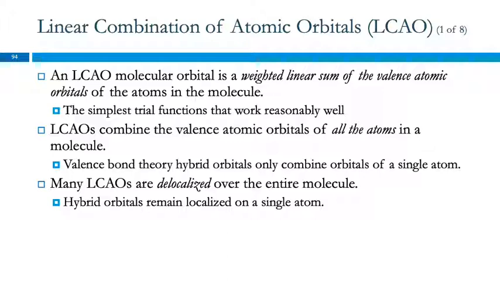So many of these linear combinations of atomic orbitals are delocalized over the entire molecule. So instead of being isolated between two individual atoms, they're spread out over the entire molecule. Whereas in valence bond theory, the hybrid orbitals remain localized. So here we're talking about delocalized orbitals. That's why they're called molecular orbitals instead of atomic orbitals.